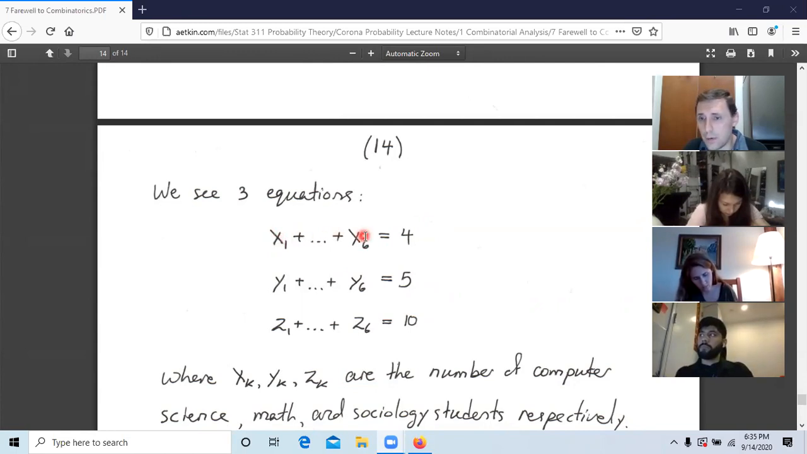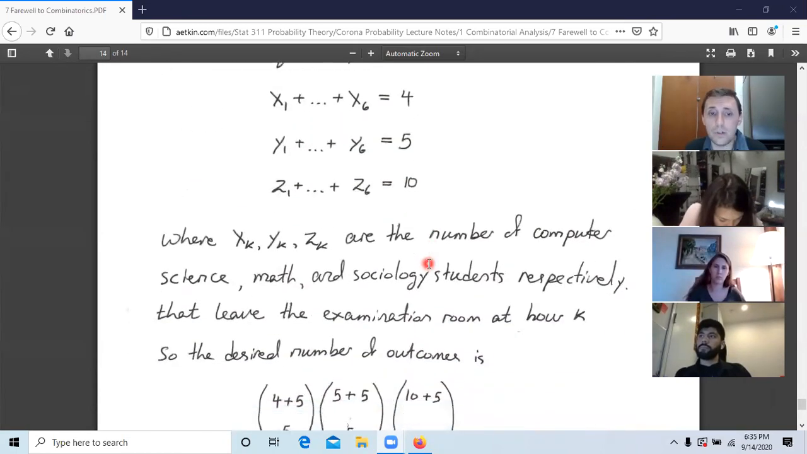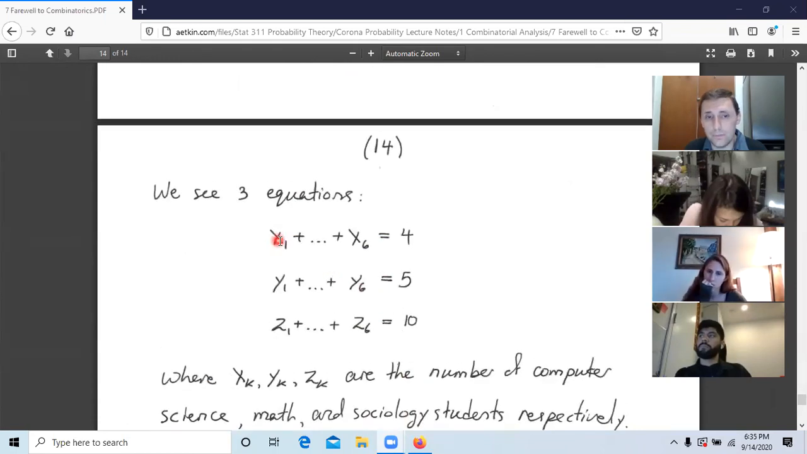So in all those hours, I will see the math students will go somehow. And in those hours, I will see the computer science students, and the sociology students will be the last equation, yes? And each of them can go independently of the other. So this means how many solutions are there where each of the x's, each of the y's, and each of the z's are non-negative. Yes, so what you do here is you insert the five bars, because there are five bars to partition. So you have 4 plus 5.